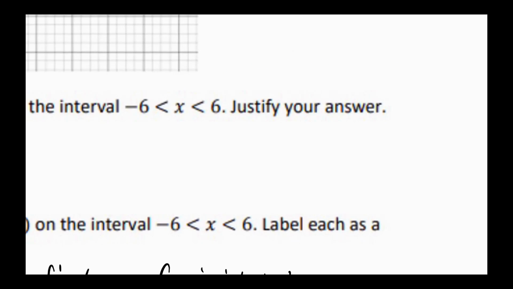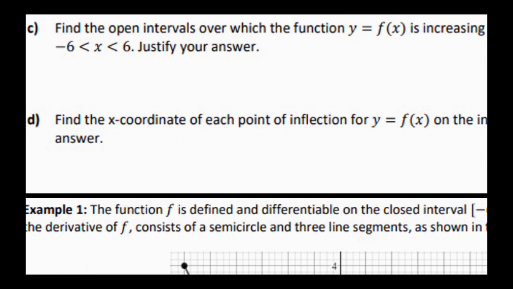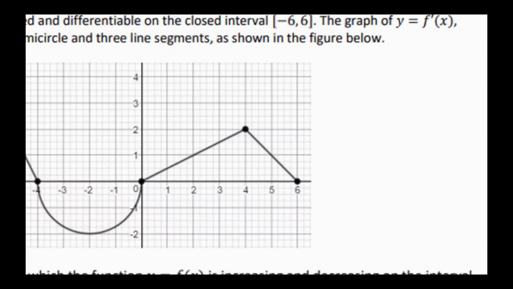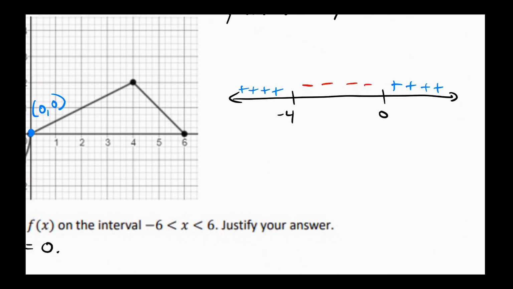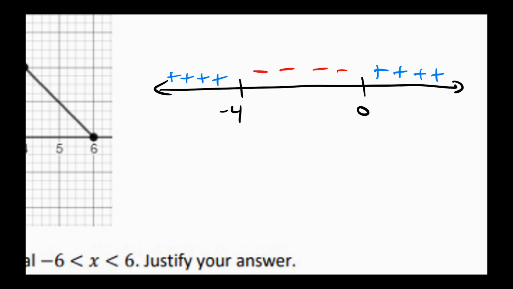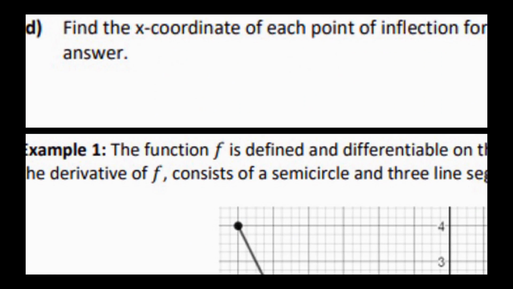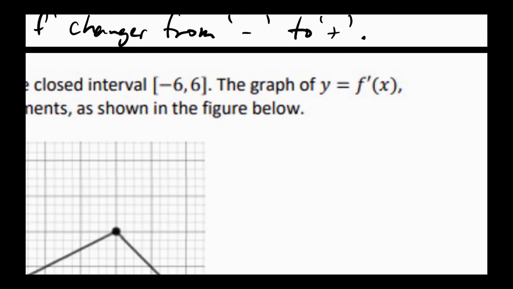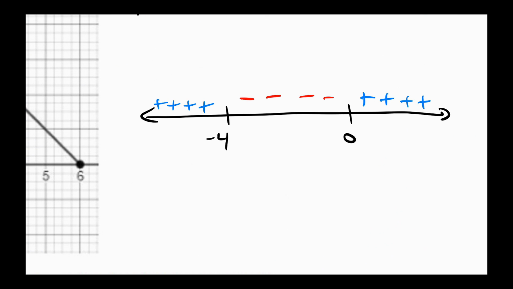All right, let's write this down. From negative infinity to -4. Okay. And then in the middle, it was decreasing, right? From -4 to 0, decreasing. Okay. And let's finish it out. After 0, it was increasing again, right?